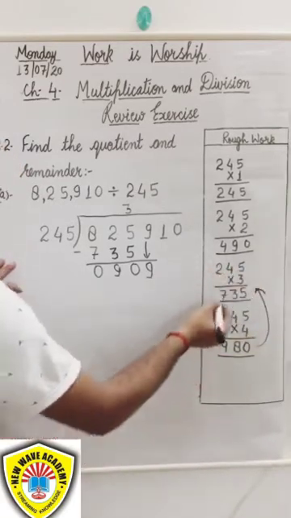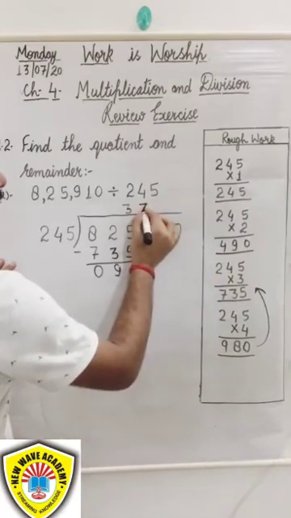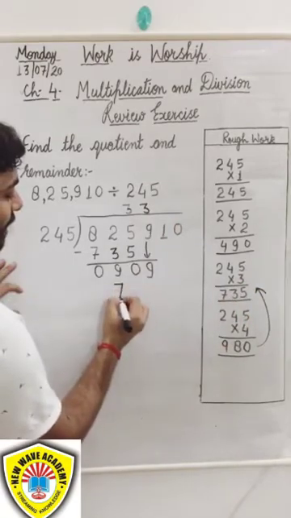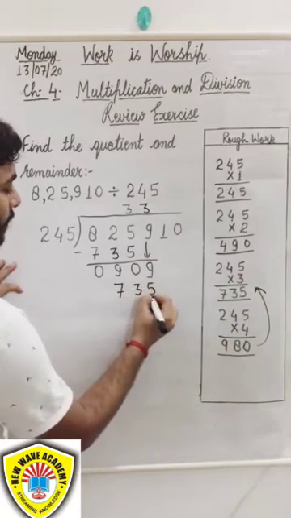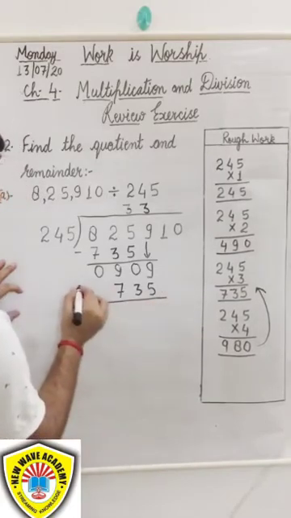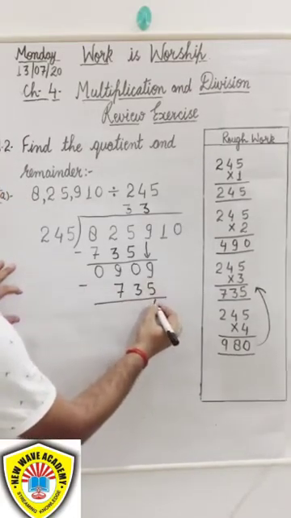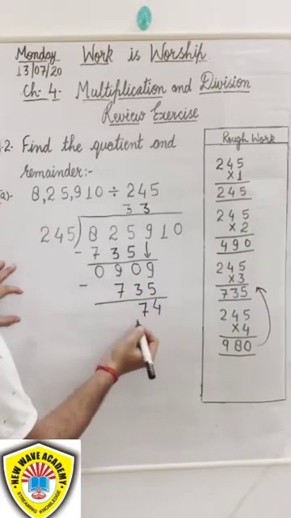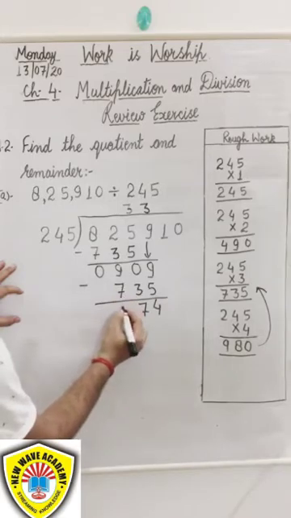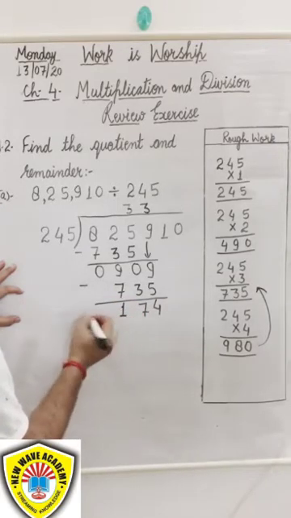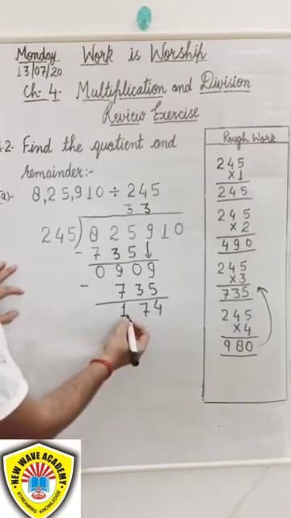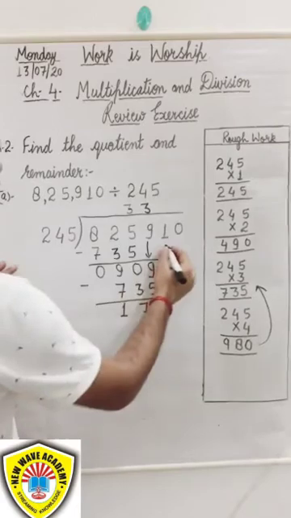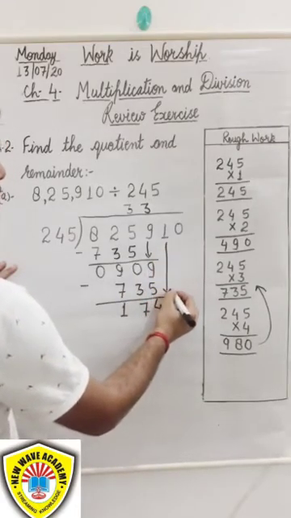Okay, so we will take 245 by 3. What is the product? 735. Okay, now subtract the numbers. 9 minus 5 is 4, 10 minus 3 is 7, 8 minus 7 is 1. Okay, now what is the number? Here 174, which is smaller than 245. So we will take one digit from above.